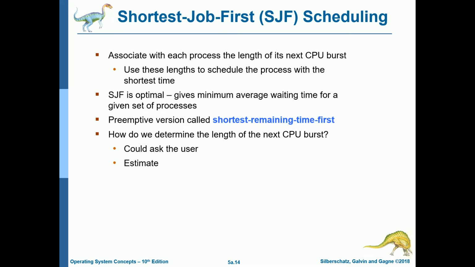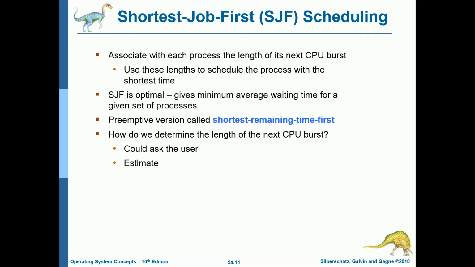Now expanding this idea, a different approach to CPU scheduling is shortest job first, SJF. This algorithm associates with each process the length of the process's next CPU burst. When the CPU is available, it assigns it to the process that has the smallest CPU burst. If the next CPU burst of 2 processes are the same, then we assume first come first served scheduling is used to break the tie. Now the great thing about shortest job first is this algorithm is provably optimal, in that it gives the minimum average waiting time for a given set of processes.